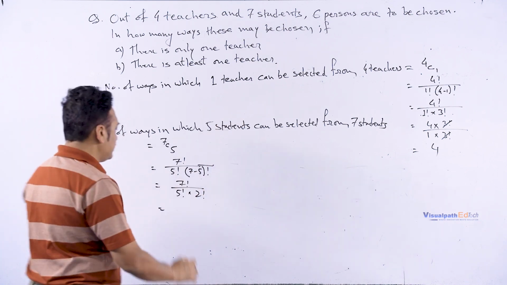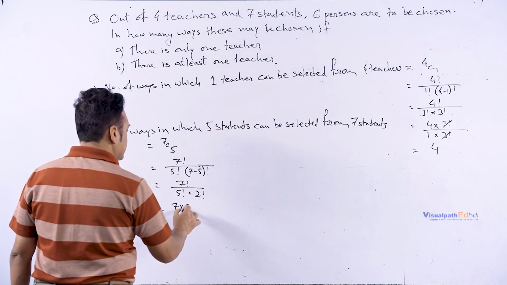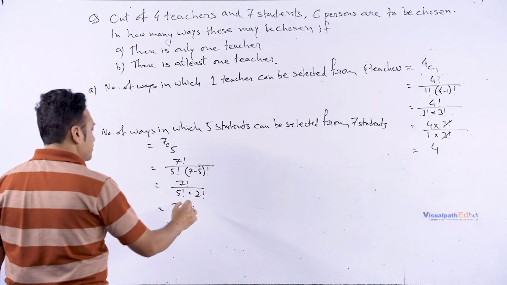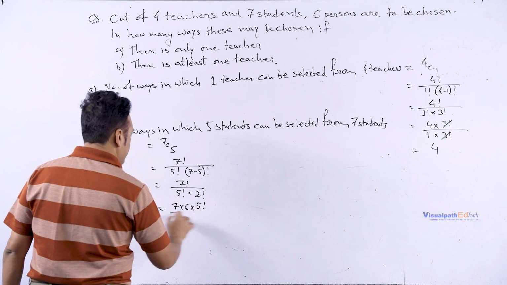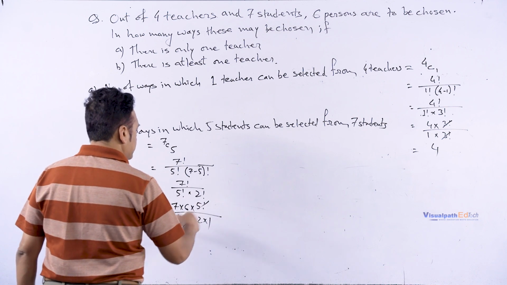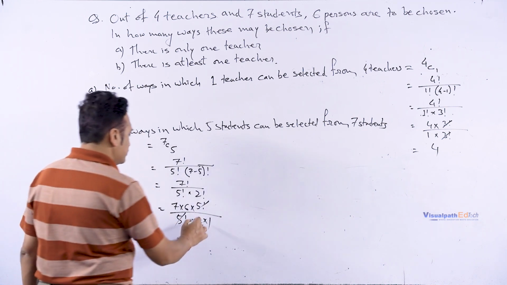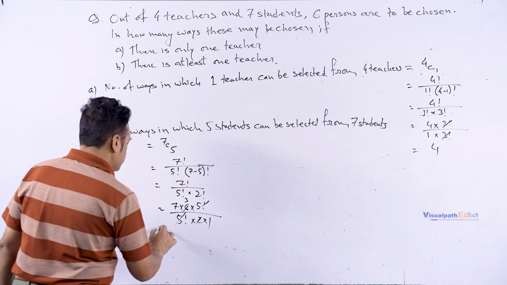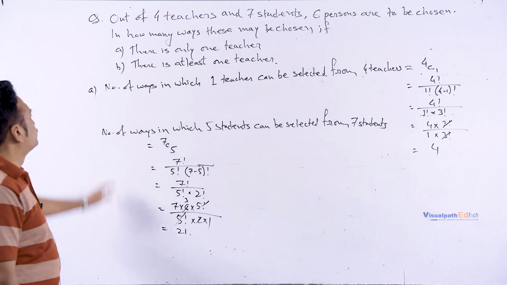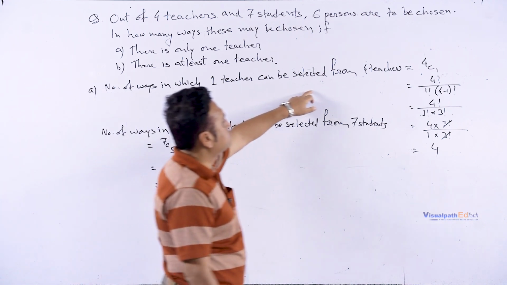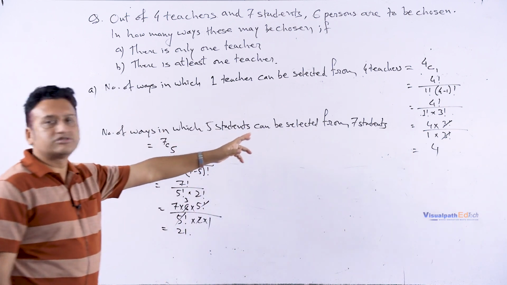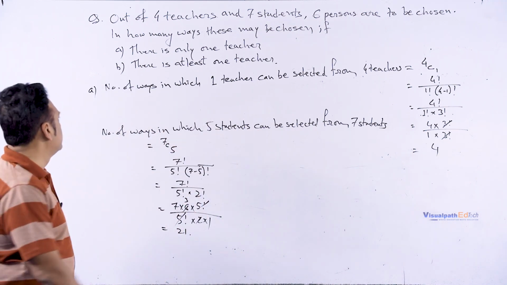Applying the same technique, here also we can write 7 into 6 into 5 into 4 into 3 into 2 into 1, which is nothing but factorial 5, divided by factorial 5 into 2 into 1. Factorial 5 gets cancelled, 2 and 6 get cancelled. So, we are left with 7 threes are 21. The number of ways in which one teacher can be selected from 4 teachers is 4 ways. The number of ways in which 5 students can be selected from 7 students is 21 ways.